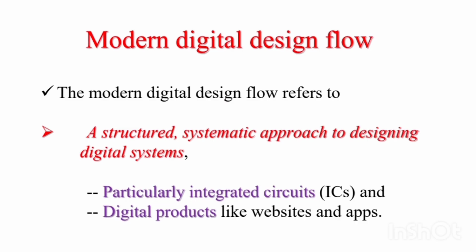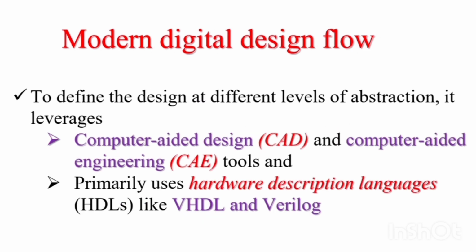Today we are going to discuss an important and interesting topic, and it is modern digital design flow. Let's at first see what's the meaning of a digital design flow. It's basically a structured systematic approach to designing digital systems, particularly integrated circuits and digital products like websites and applications. To define the design at different levels of abstraction, it leverages CAD, that is computer aided design, and CAE, that is computer aided engineering tools. And primarily it uses hardware description languages like Verilog HDL and VHDL.